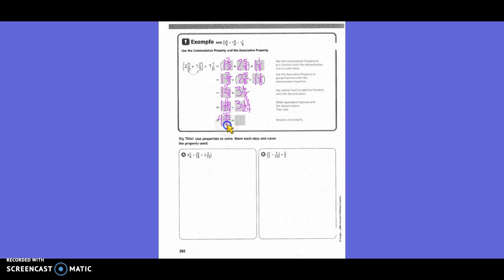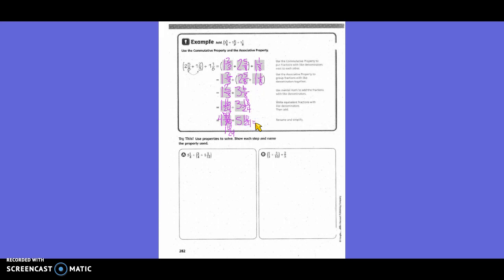Over 24, which can also be, what can we rename this as? This one right here, guys. 1 and 10 24ths, right? So then that makes that what? 5 plus 1 and 10 24ths. 4 plus 1 is 5, and then 10 24ths.